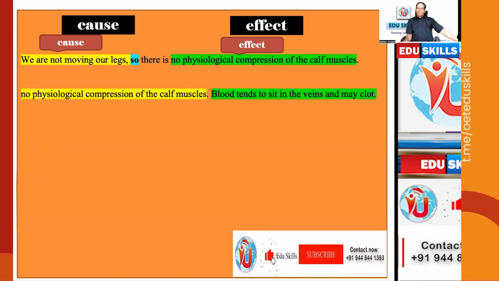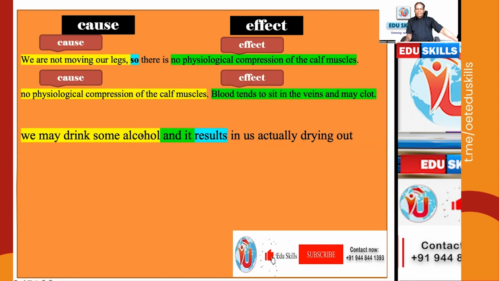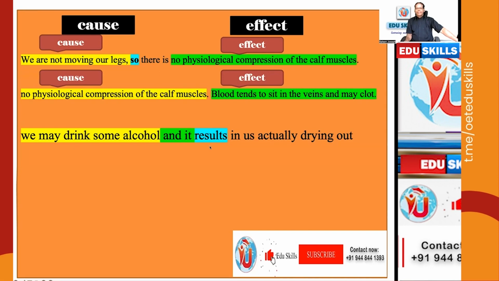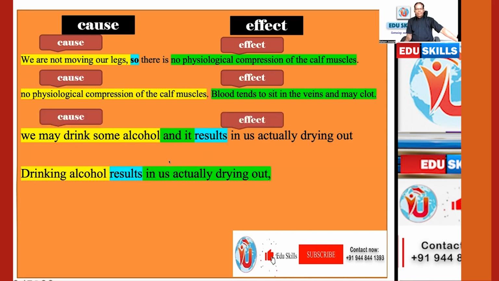That's why I'm giving you all the possible expressions, how they trick you. Now you see, no physiological compression of the calf muscles is the cause. Now they have not used the connective here. In the next sentence, they are giving the effect: blood tends to sit in the veins and make clots. Because of having no physiological compression of the calf muscles, blood tends to sit in the veins and make clots. That is the effect. Again, we may drink some alcohol and it results in us actually drying out. Results. See how they express the cause and effect. This is the cause, this is the effect or result.